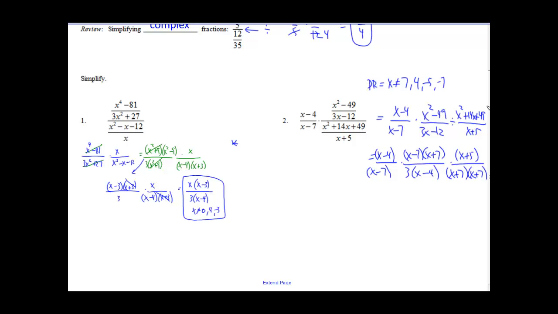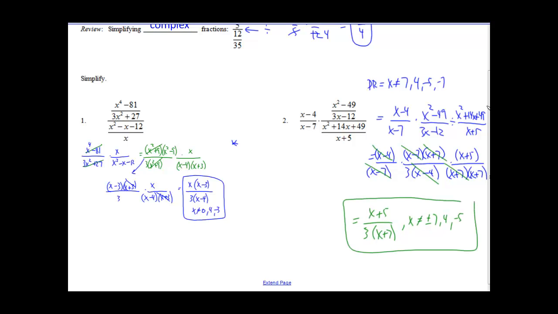If I go through and cancel, a minus 4 cancels with a minus 4, a minus 7 cancels with a minus 7, a plus 7 cancels with the plus 7, and I think that's it. So on top, we're left with x plus 5 over 3 times x plus 7. X cannot equal plus or minus 7, 4, and negative 5. Any questions?